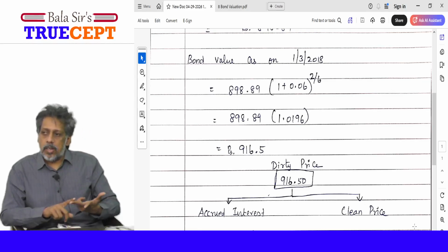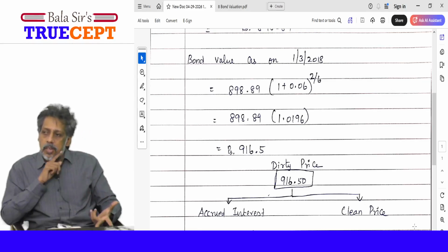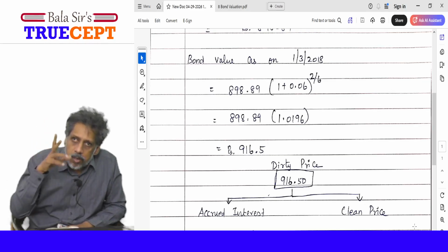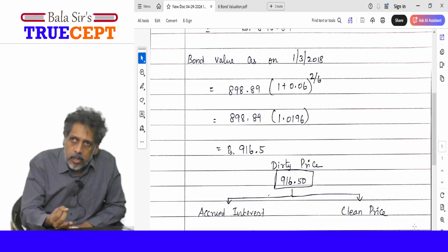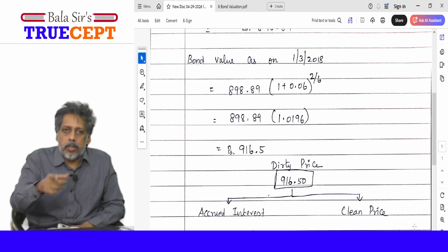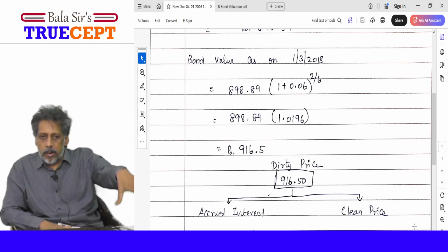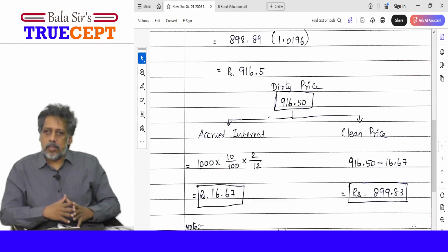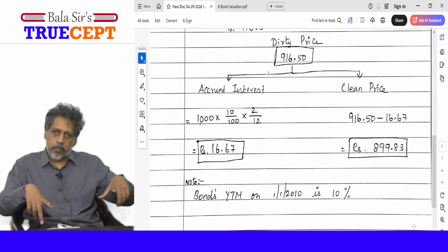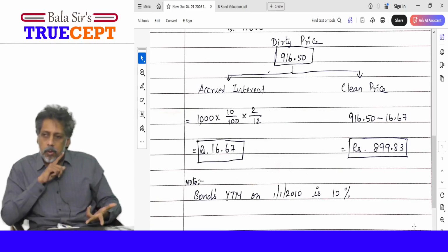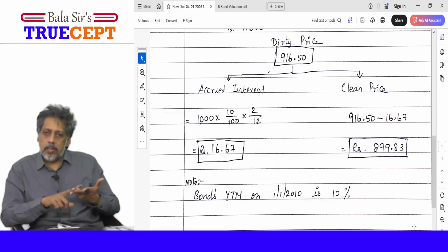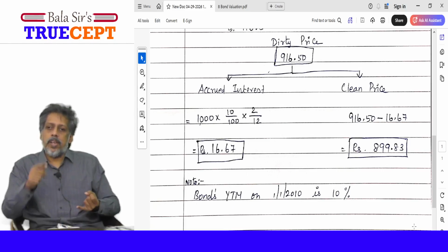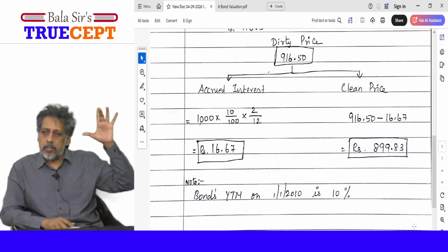That is also known as the dirty price. This includes, remember, you have to compensate me for the 2 months interest accrued, Jan and Feb. Is that fine? And also you have to pay a price of the bond. So the 916 point something can be broken into 2 parts. This is called the dirty price. So on that, how much for accrued interest you're going to pay? It is 1000 rupees face value, 10% into 2 by 12. How much? It is 16.67.